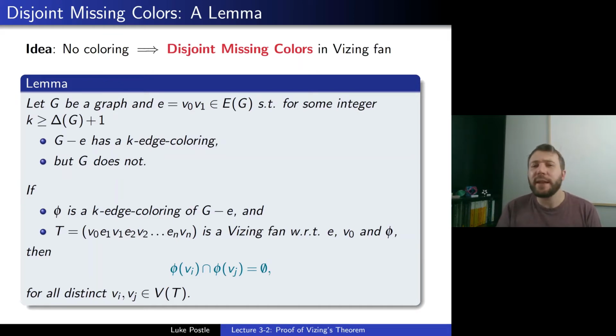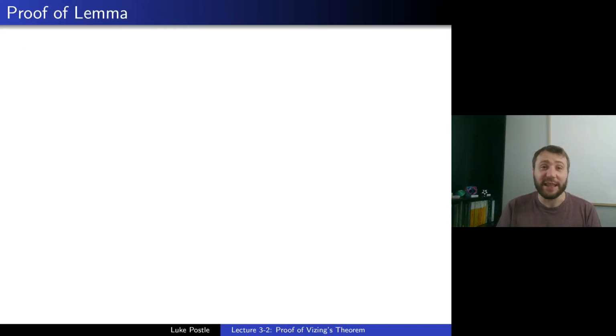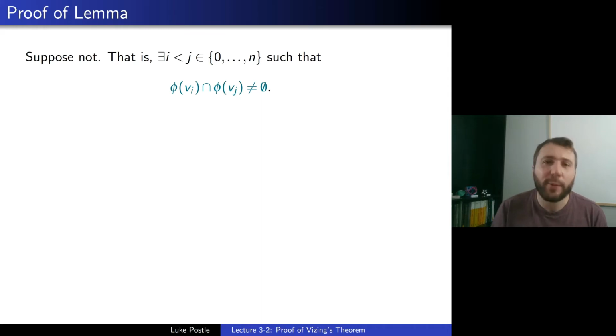So here's this amazing lemma: these missing color sets, if you can't get a coloring, are actually all disjoint. And we're going to use that fact to give a proof at the end of Vizing's theorem that'll be relatively straightforward. But now we'll proceed with giving the proof of this key lemma. So how does the proof of the lemma go? Well, suppose not. So we'll go by contradiction.